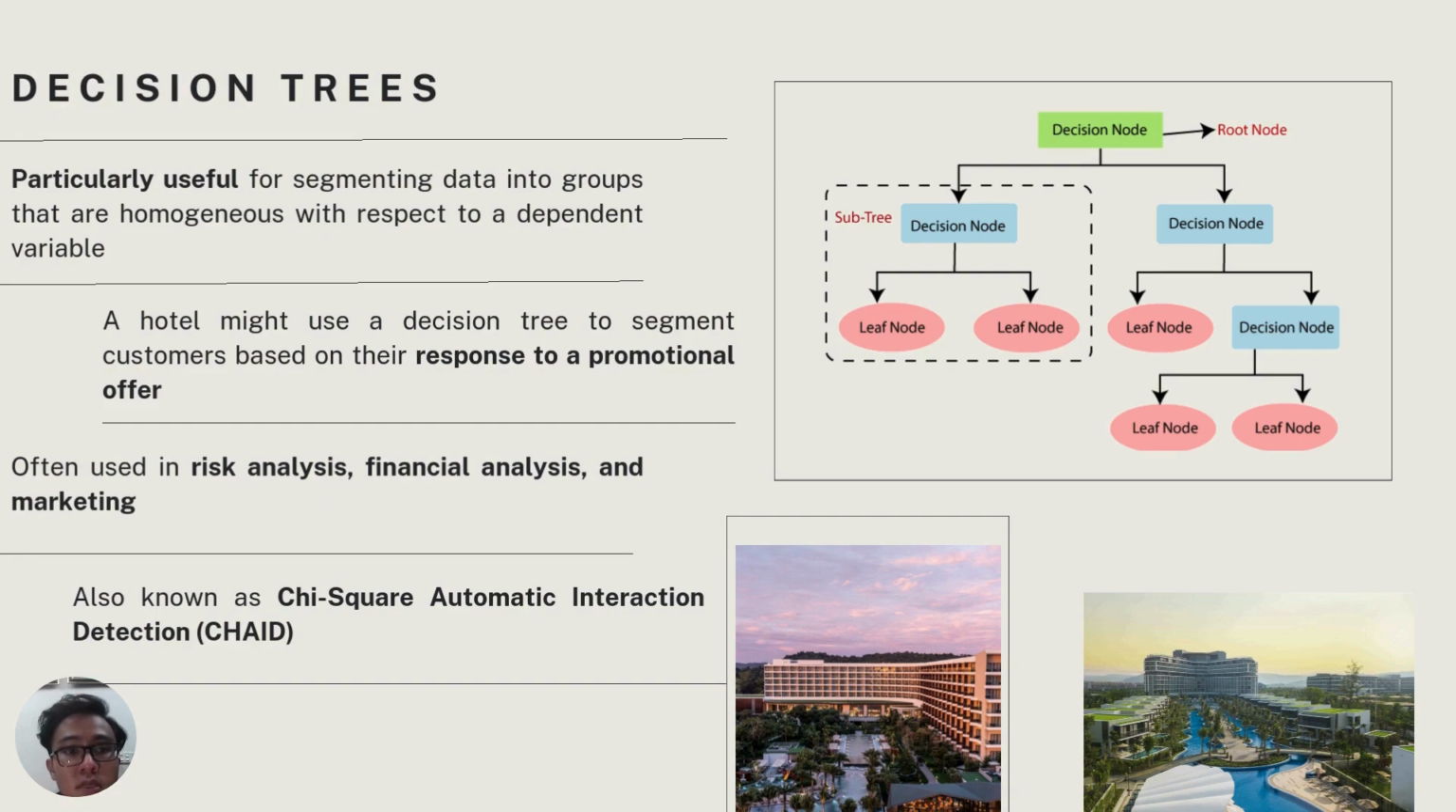A hotel might use a decision tree to segment the customers based on their response to a promotional offer, for example. This tool is often used in risk analysis, financial analysis, and marketing analysis as well, and is known as the Chi-square Automatic Interaction Detection, or in short, the CHAID. You can see the illustration of the tool on the right side of the screen.